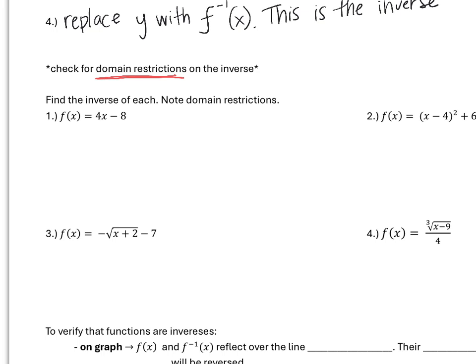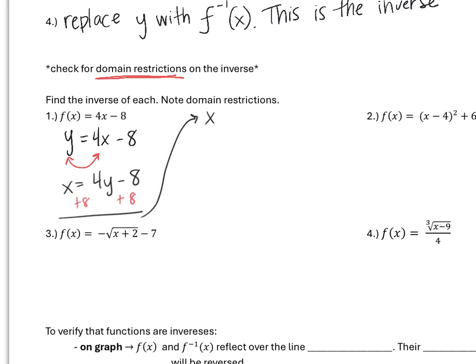So let's look at number 1. It says find the inverse of each of these functions. So number one, step one is to replace f of x with y. And then step two is to switch x and y. So we get this, x equals 4y minus 8. Once we've switched them, now we solve for y. So just using algebra, first step we'll add 8 to both sides. X plus 8 equals 4y. And last step is going to be divide by 4. Make sure you divide the whole other term by 4.